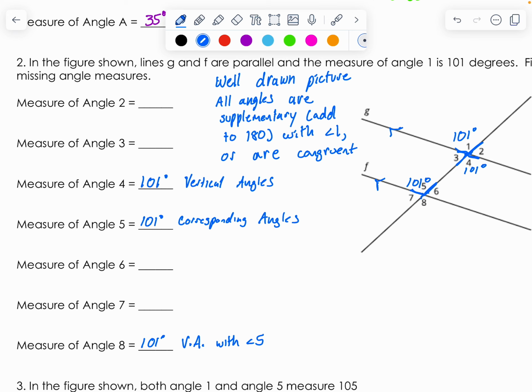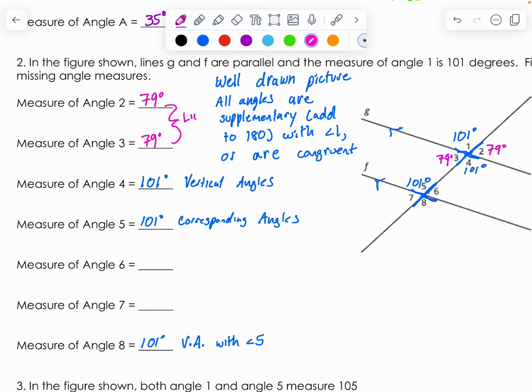Notice how they all look the same. There's some kind of rotation or translation to each one of those. Then moving forward, angle 2 is 79 degrees. Angle 3 is 79 degrees. How did I know that?